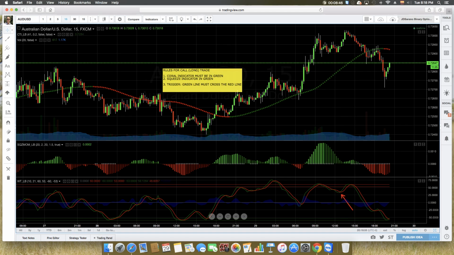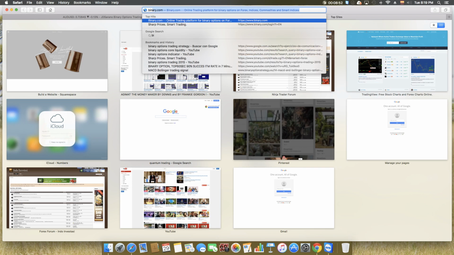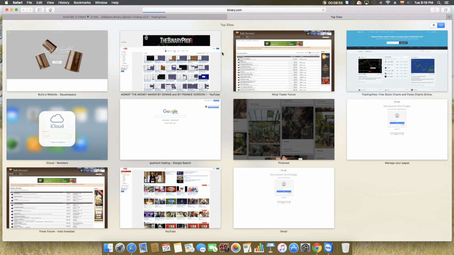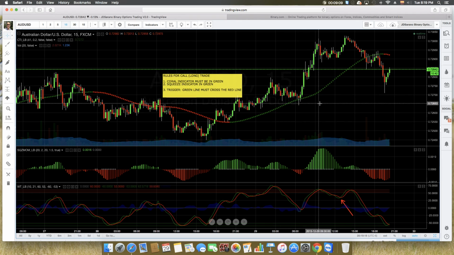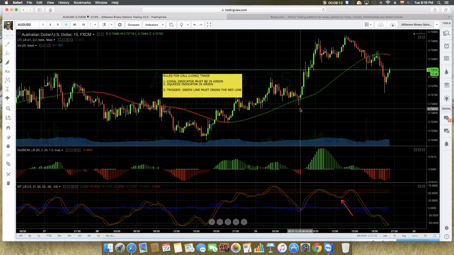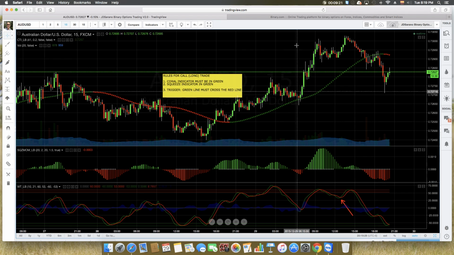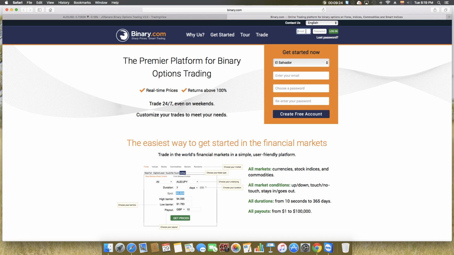I took that trade. Let me just show you that. That's binary.com, and it's loading. As soon as it loads, it's gonna let us know. So you want to have these three variables compliant for you to go long. It's an easier way to trade, and it's also a strategy that is very easy to trade. You just do this for binary options. So let me show you that.